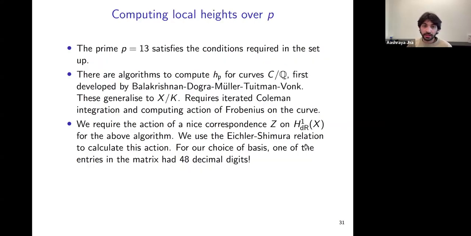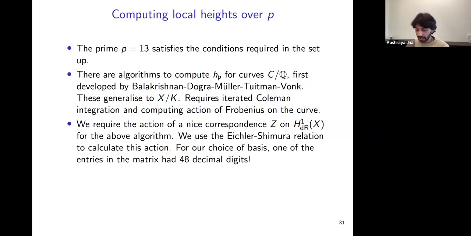Okay, so in the setup, I wanted a prime that splits, and my curve needs to have good reduction at places above P. So 13 satisfies these conditions. To compute this row, we need to compute HP. And there are algorithms for this developed by Balakrishnan, Dogra, Müller, Tuitman, and Wewers. And these generalize to number fields quite readily.